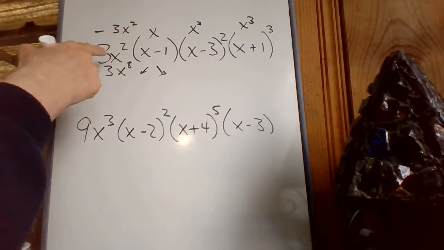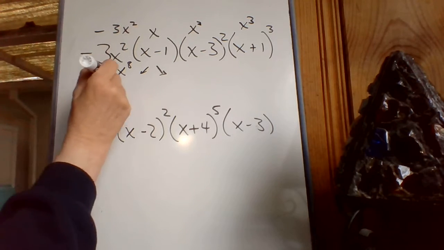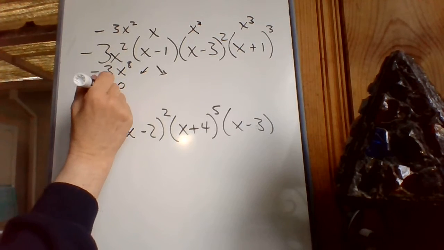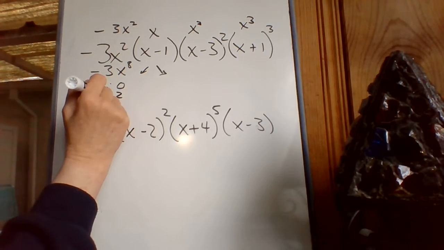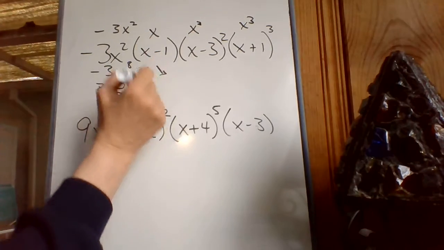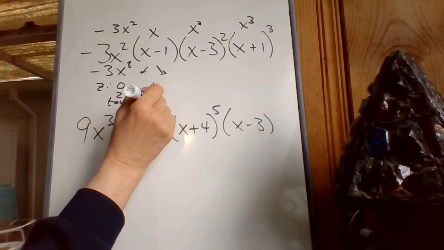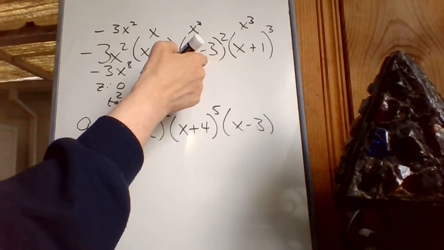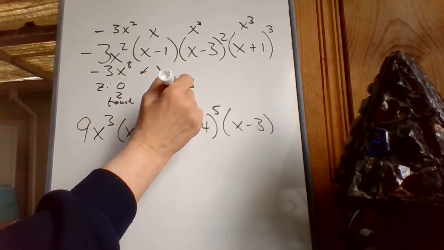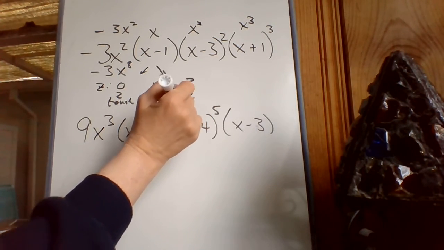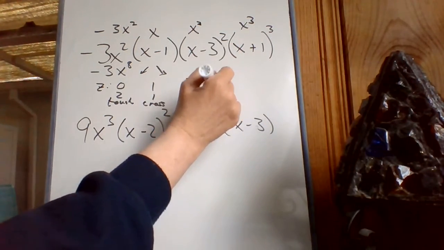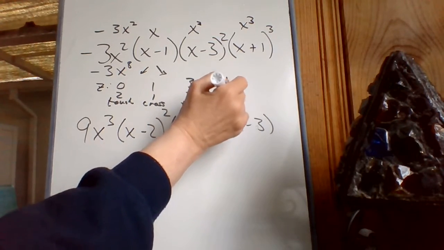And then I can go in and figure out the dots. X squared, that's the 0 of 0, multiplicity 2, so it touches. There's the 0 of 1, multiplicity 1, it crosses. And 0 of 3, multiplicity 2, so it touches. And 0 of negative 1, multiplicity 3, so it crosses.